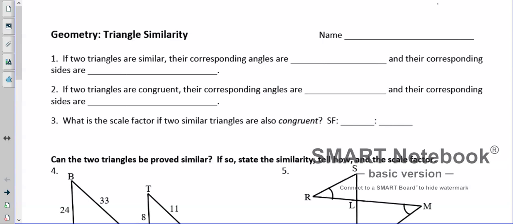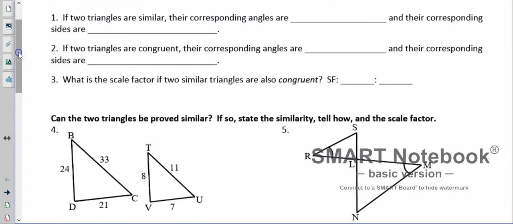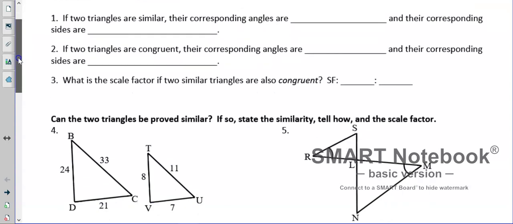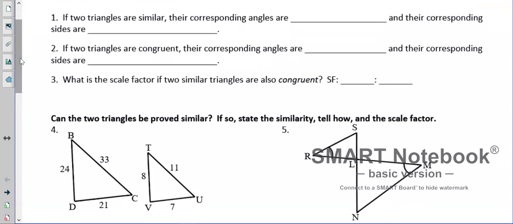All right, so triangle similarity. First off, let's remember some of our rules that we have. So we have angle similarity, we have side similarity, and SAS, side angle side similarity. All right, and this has nothing to do with the congruence that we learned before.